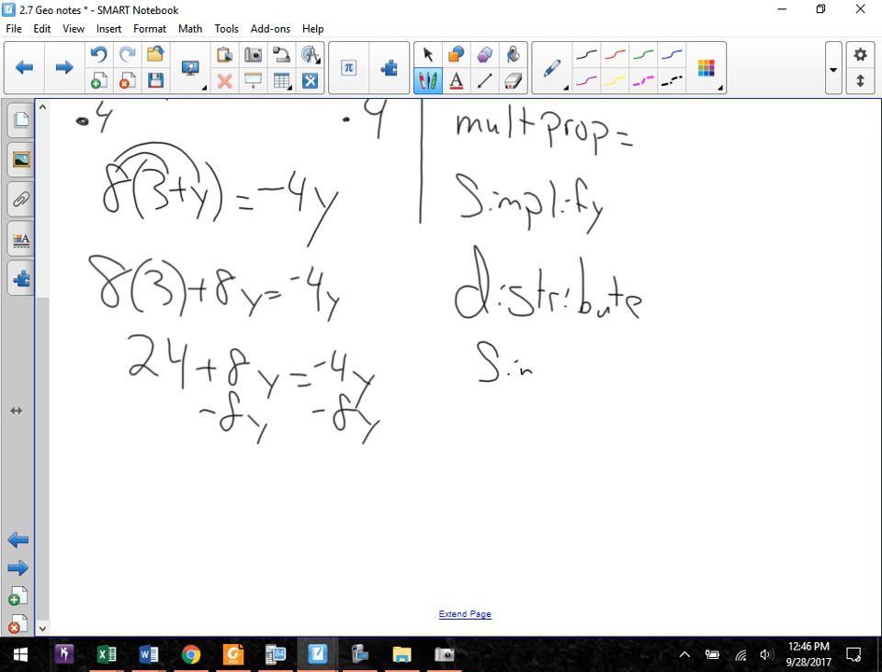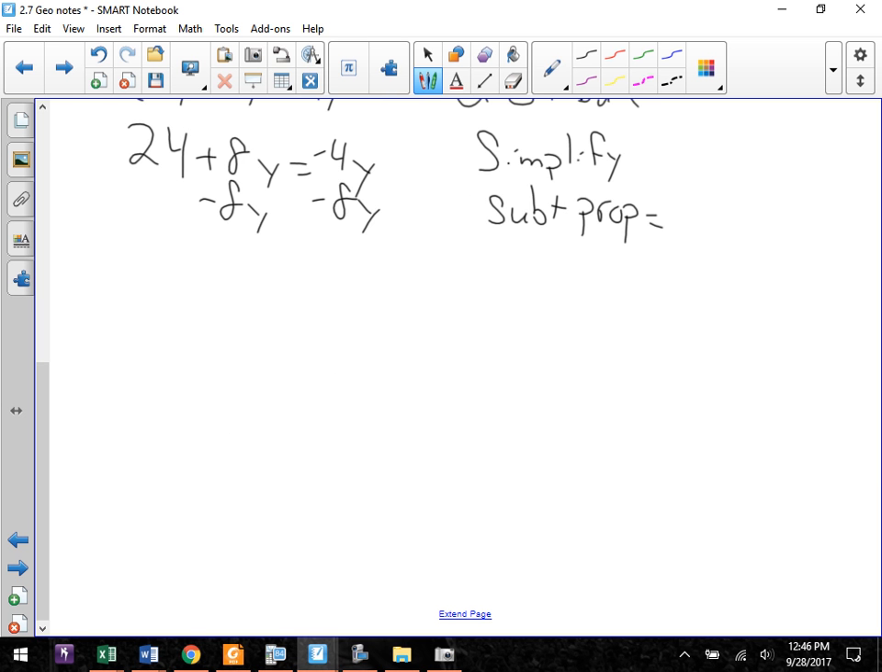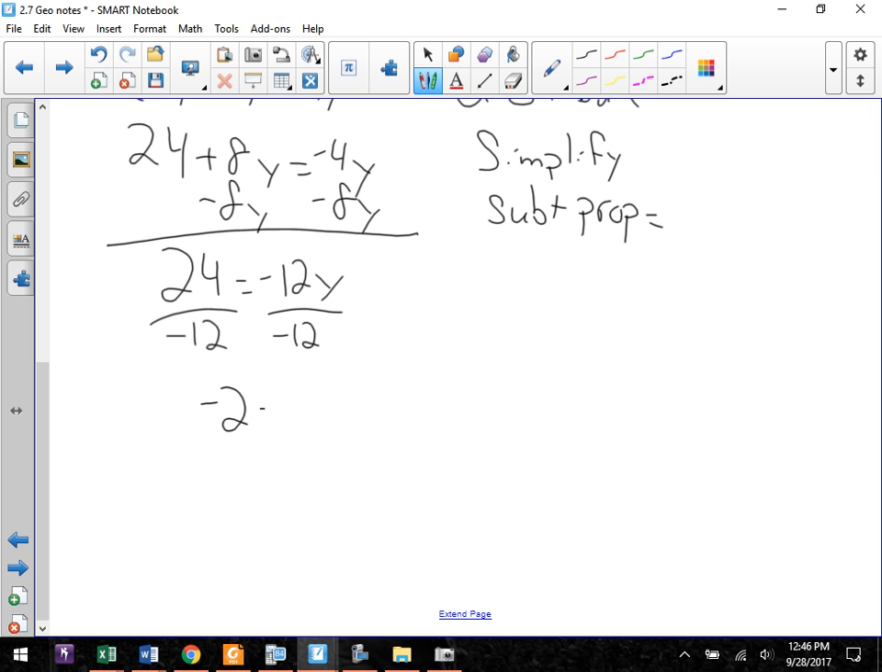So here's my simplify. Subtraction property of equality. Hey, look, another simplify. Division property. Solve. So we have a simplify. Division property. And solve.